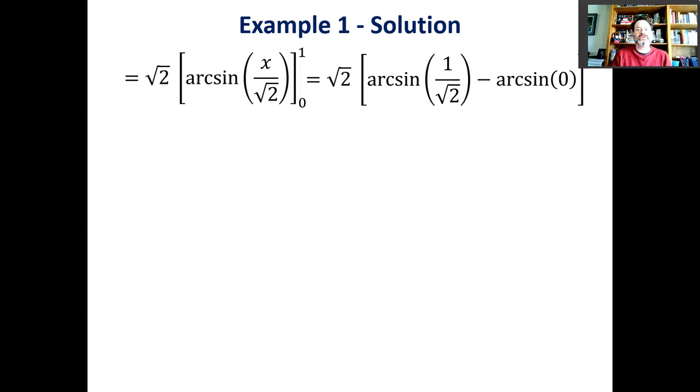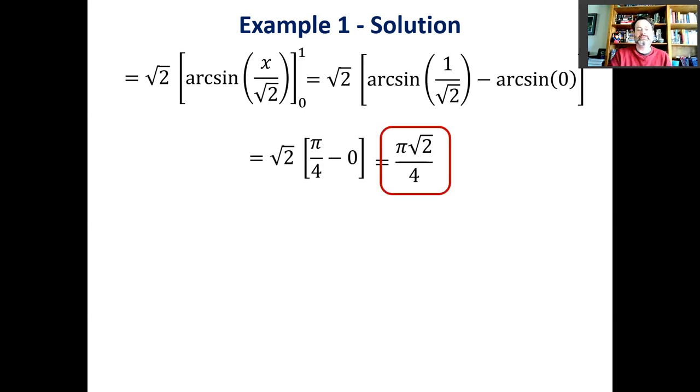Right, so this is just arc sine of 1 over radical 2 minus arc sine of 0. Arc sine of 0 is 0. Arc sine of 1 over radical 2 is 45 degrees, right? It's pi over 4. And you're done. So this is a really good problem. It's a really typical sort of problem for this section, so make sure you can do it.